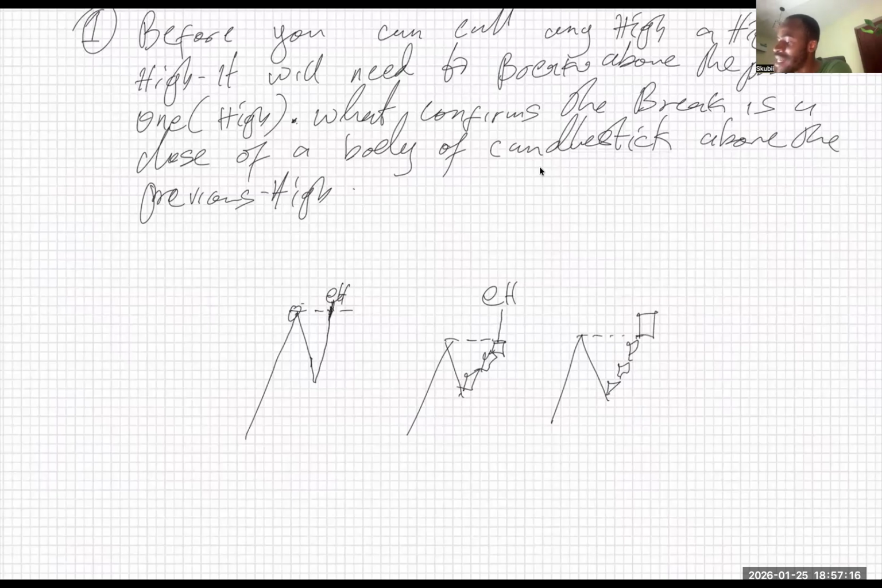Let the body of at least one candle break above or close above this previous high before I can call this new movement, this new high, a higher high. Are you guys getting the whole idea? So in a case where I see a long wick, even if the wick is very, very long, we still have an equal high. Before we can confirm that price has created a higher high, it will need to close. It will need to break above the previous one. Now, not just any break, it's a body of a candlestick. We need to close above that previous high.